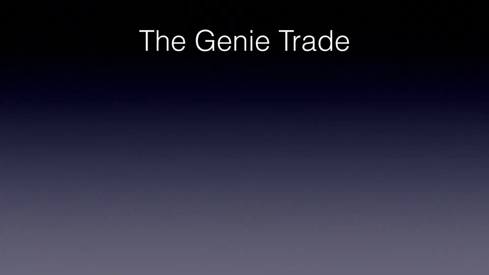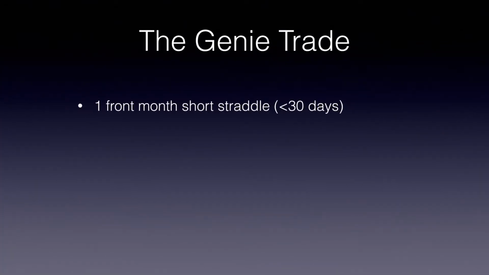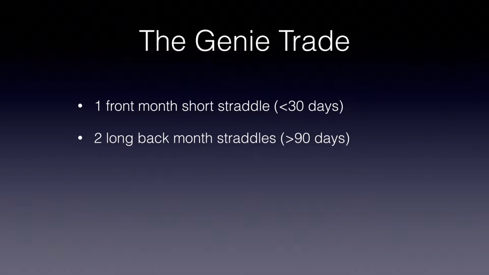The Genie trade consists of one front month short straddle selected from a chain with less than 30 days to expiration. This is combined with two long back month straddles selected from a chain with more than 90 days to expiration. Let me show it to you in the trading platform.